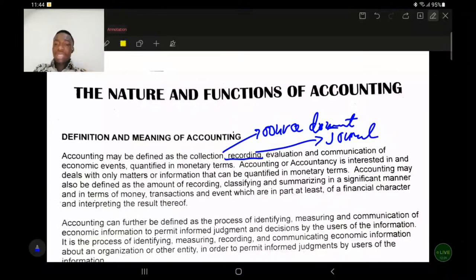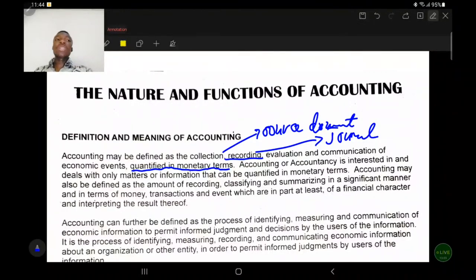So accounting, per the definition: for you to account for an event, you must first of all have information about the event you are actually reporting or accounting for. I hope that is clear. So you collect that information and then you record it into a book. After recording, then you do proper evaluation and communication. And one thing that you need to know here is that all information that we are collecting and recording should be of monetary value. That is the main focus when it comes to reporting of what? Accounting information. It should be quantified in what? Monetary terms. That's the monetary value.